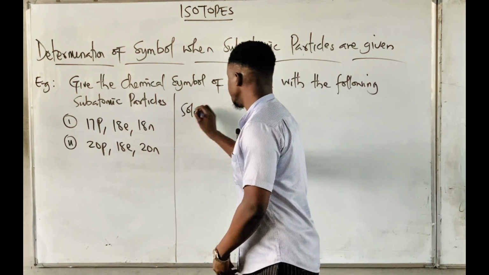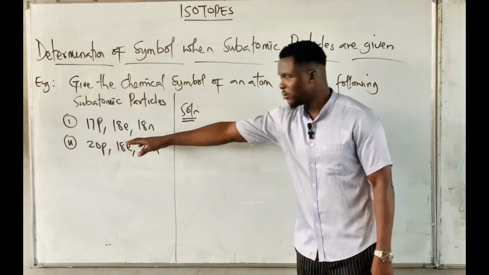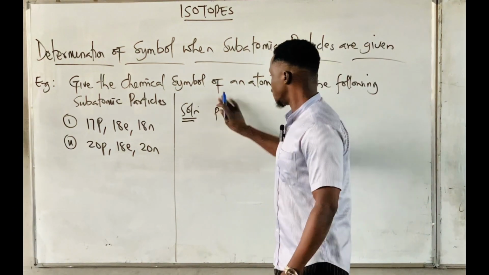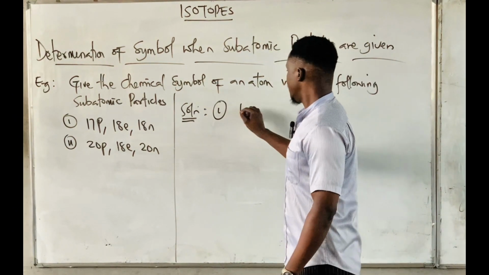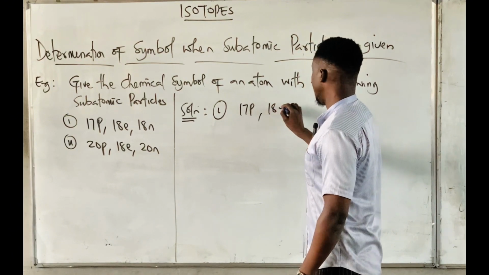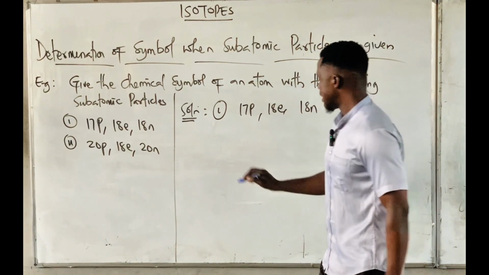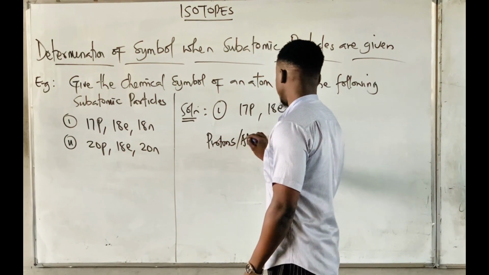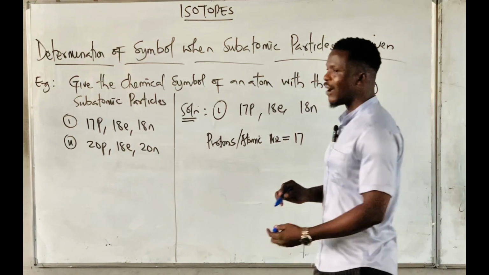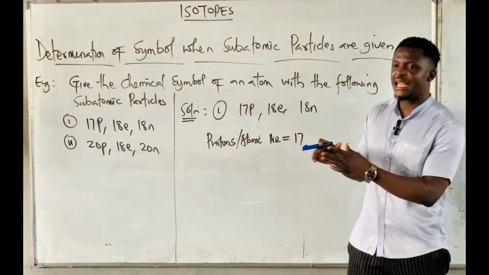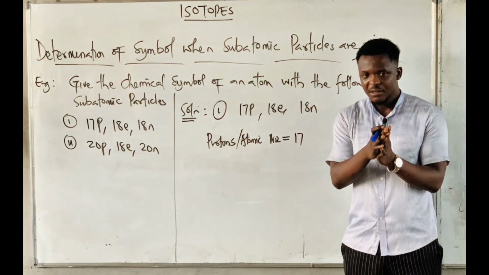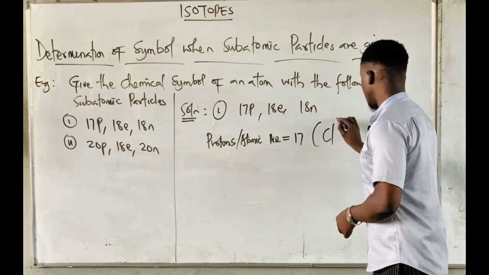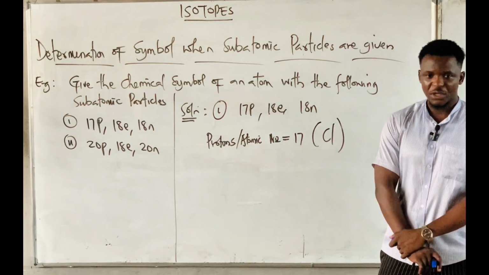I'll say solution. I want to give the chemical symbol that have these subatomic particles. So the first thing I'll say proton. For the first one, I'll say I, 17 protons, 18 electrons, and 18 neutrons. So I'll say proton, which is same thing as atomic number, equals to 17. So I'll ask myself, in the periodic table, which element has atomic number of 17? It's chlorine, right? So this becomes chlorine because chlorine is the only atom that has atomic number of 17.